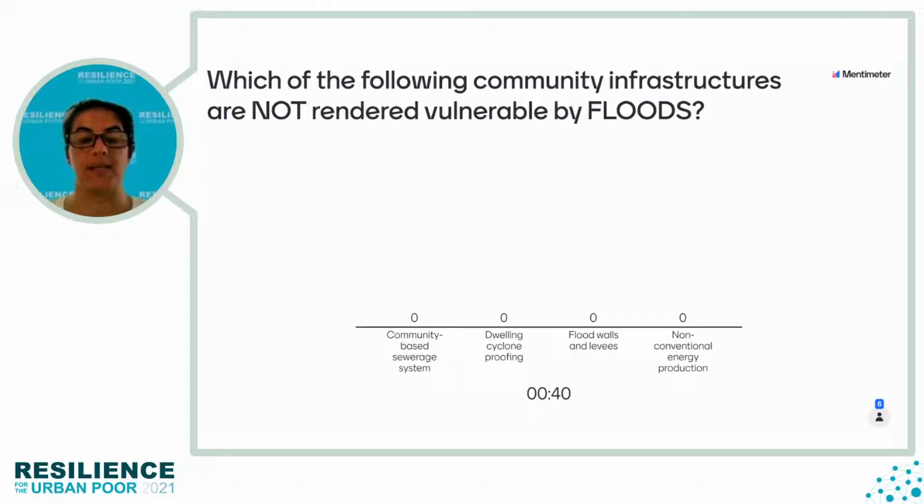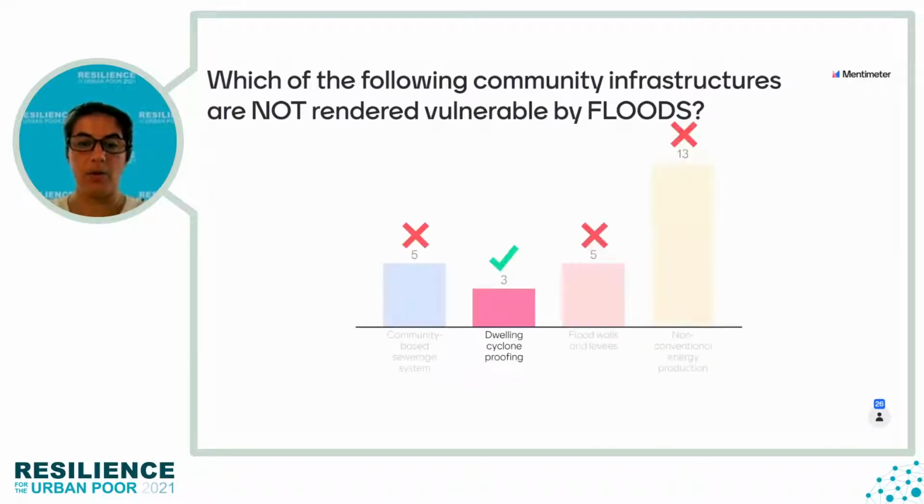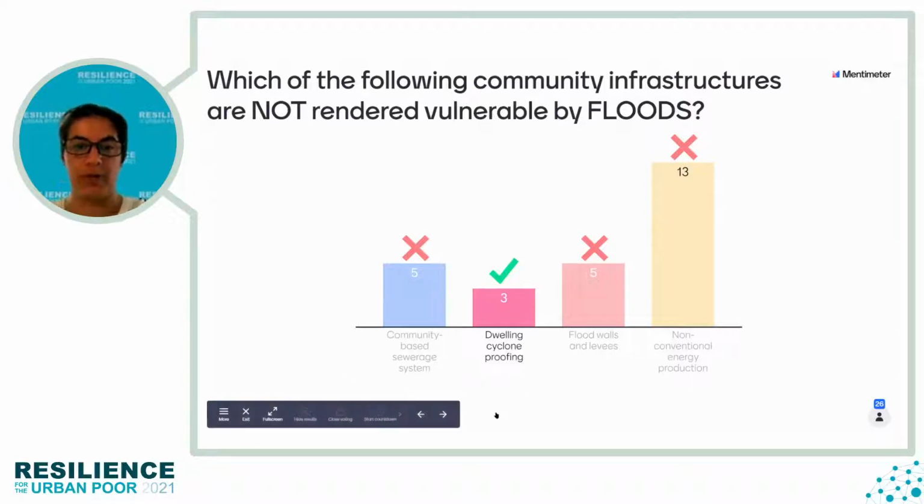We have about 41 seconds. Three, two, one, and let's see the answers. So mostly non-conventional energy production, but it was the dwelling cyclone proofing. So let us move to the next question.